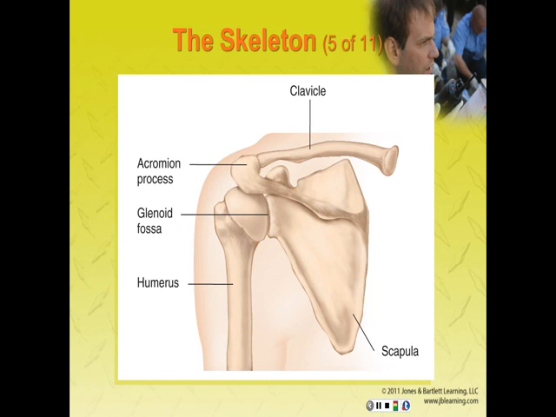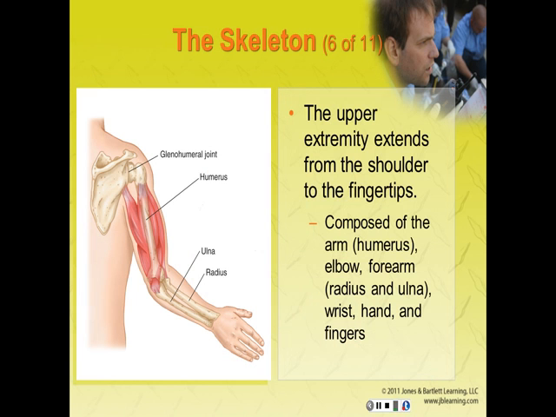Because it is slender and very exposed, this bone is vulnerable to injury. The upper extremity extends from the shoulder to the fingertips and is composed of the arm, or the humerus, the elbow, and the forearm, the radius and ulna, the wrist, the hand, and the fingers. The arm extends from the shoulder to the elbow. The upper extremity joins the shoulder girdle at the glenohumeral joint.